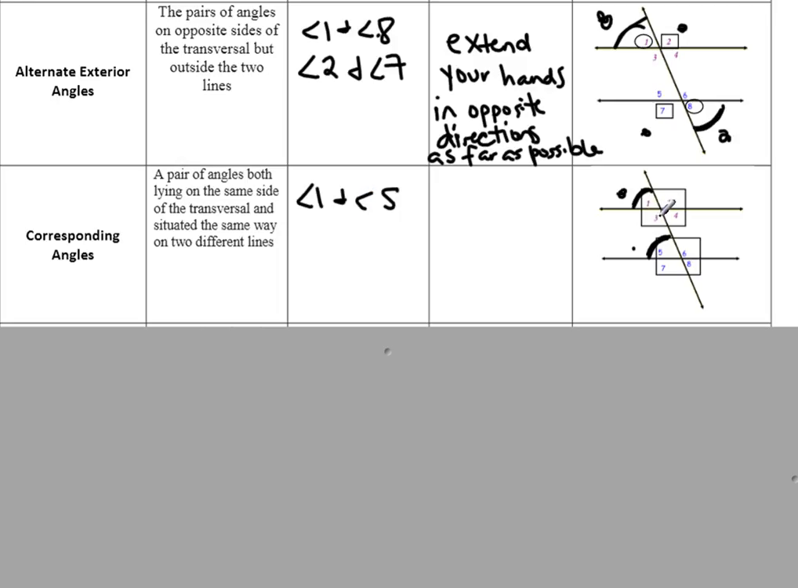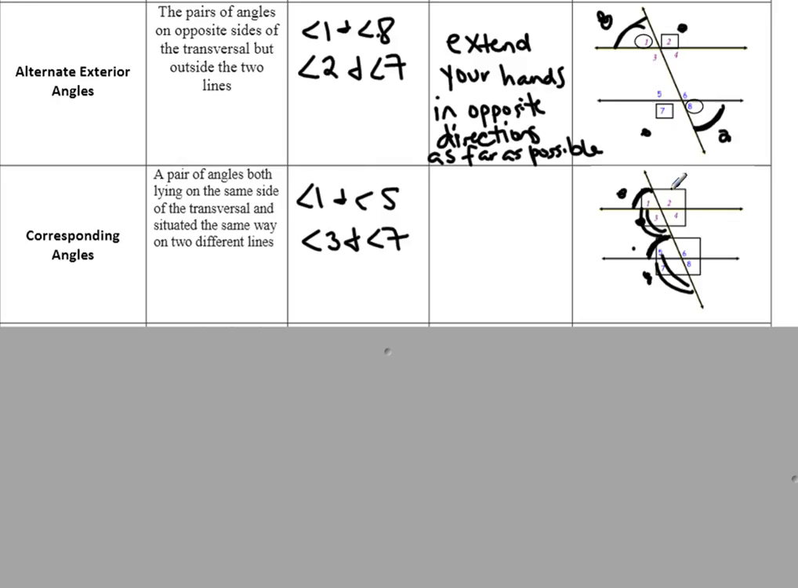Okay, let's look at angle 3. It's on the left side of the transversal and it's on the bottom left corner. So is angle 7. Left side of the transversal, bottom left corner. So angle 3 and angle 7 are corresponding.